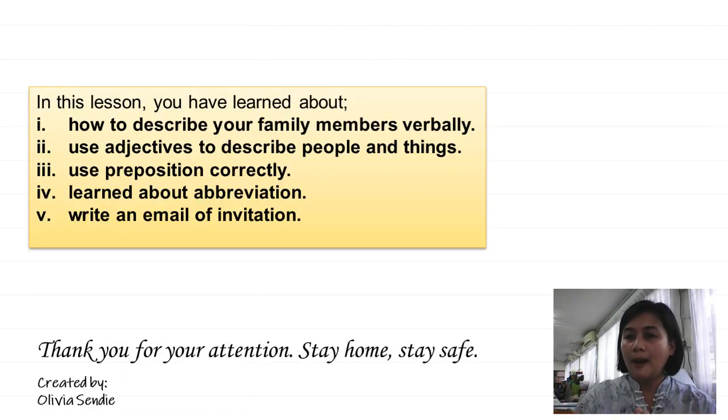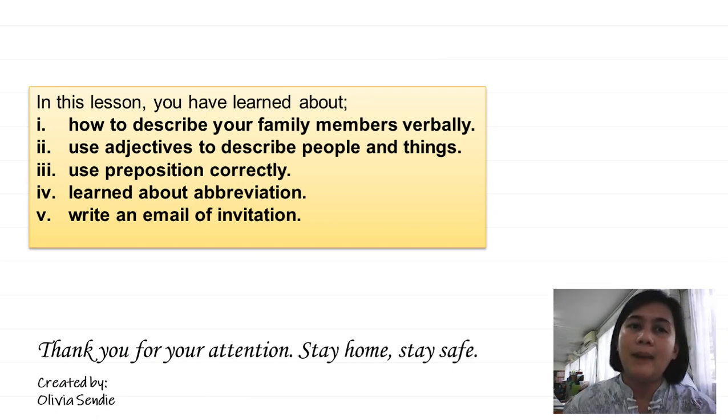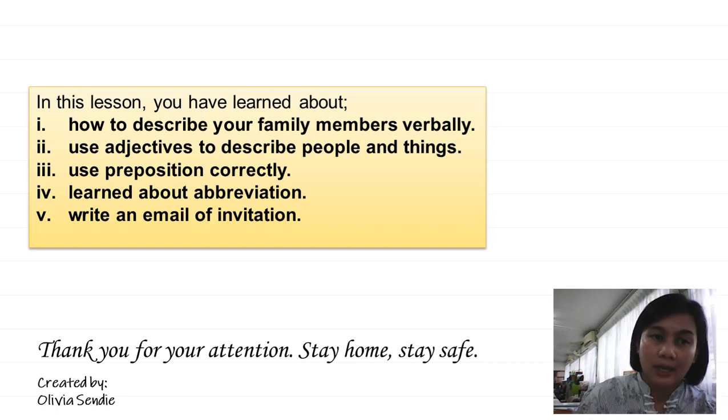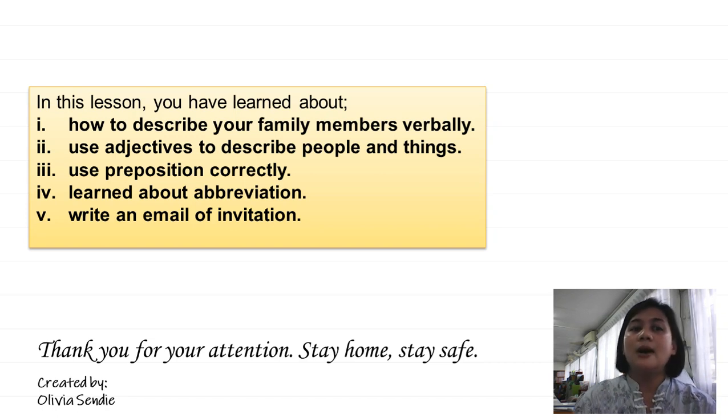Okay, we have come to the end of our lesson. In the lesson, you have learned about how to describe your family members verbally. Remember the word verbally. And you have learned how to use adjectives to describe people and things. You can use prepositions correctly. Learn about abbreviations, and you have learned how to write an email of invitation.